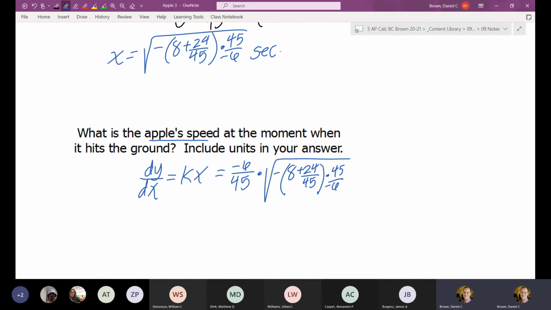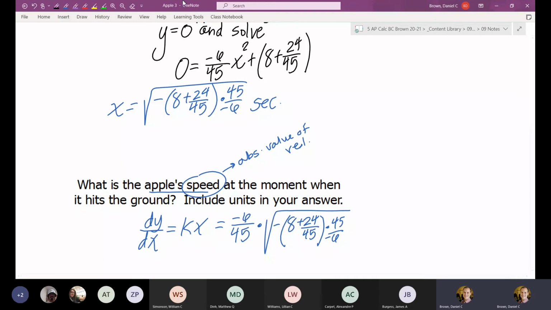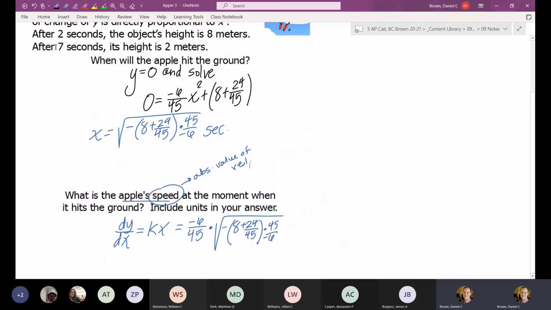It does say speed, so we would want to remind ourselves that speed is the absolute value of velocity. And that's important to remember, because if I'm looking at this answer, I can see that dy dx would be negative. But if I were to answer this question, I would want to make sure I just gave a positive answer. Again, speed in calculus is going to be referring to a positive value. Questions on those last two problems?